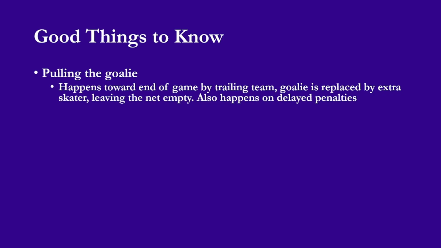You will also see empty net situations when there's a delayed penalty. So the team that is set to go on the power play will often pull their goalie because play will stop when the other team possesses the puck. So say they pull their goalie, they have an extra skater out there and they turn the puck over. Well, that play is dead because the other team's possessed the puck, and they can't just shoot it into the other net because at that point the whistle's blown. Power play starts, and you move on.